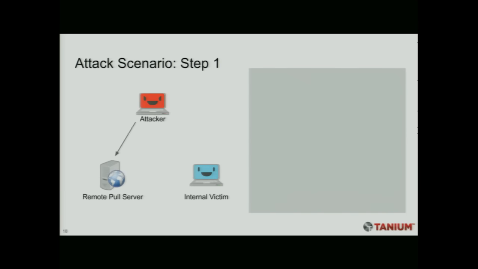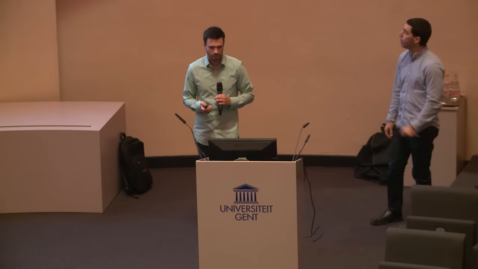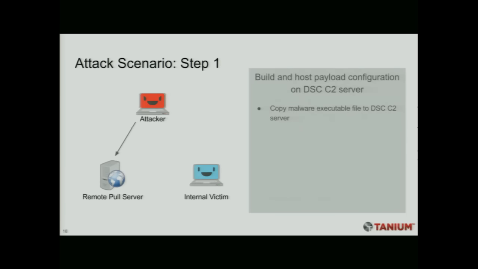So now that we've got our config server set up, the next thing we need to do is create our malicious payload. The first thing we need to do is copy the local executable file to our DSC C2 server. So this is the file that we want to persist on our endpoints. We need to first put it on the server. And the reason we do that is because we don't copy the file down from the config. We read it in as a byte array into the PowerShell configuration that then gets passed down. So the victim machine isn't actually pulling down the file. It has it locally stored in a byte array within one of the files that Ryan will talk about later.